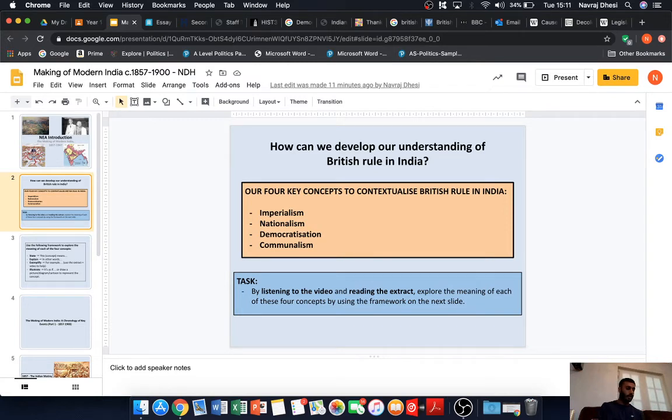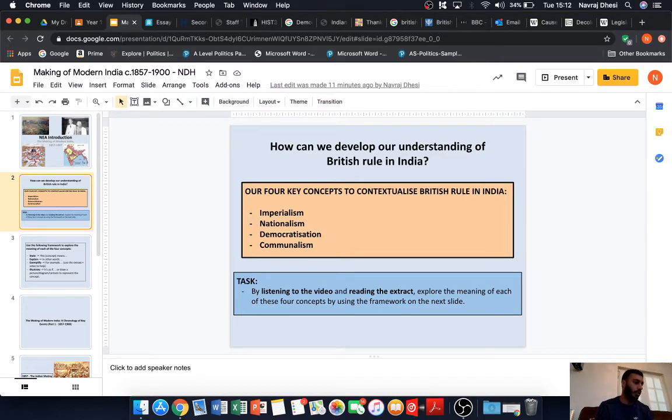Now, this started on a local level, and soon it spread to a country-wide level, whereby there were plans to create a central government, or a federal structure in India.